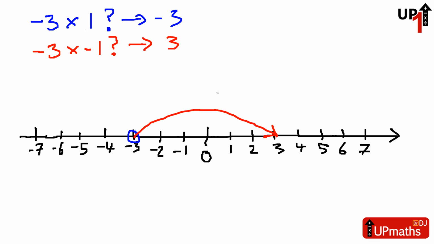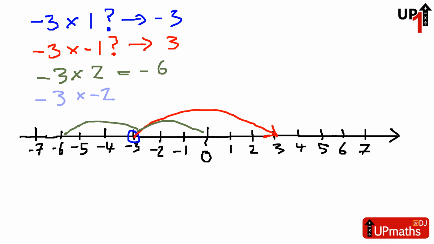I can think of one particular thing that might be a bit confusing. What if it was -3 times 2? Well, let's just be clear. Then you just go 1, 2. That would be -6. And if you had -3 times -2, well, it still becomes 6, but it's +6. Because it also gets flipped to the other side. And breathe.